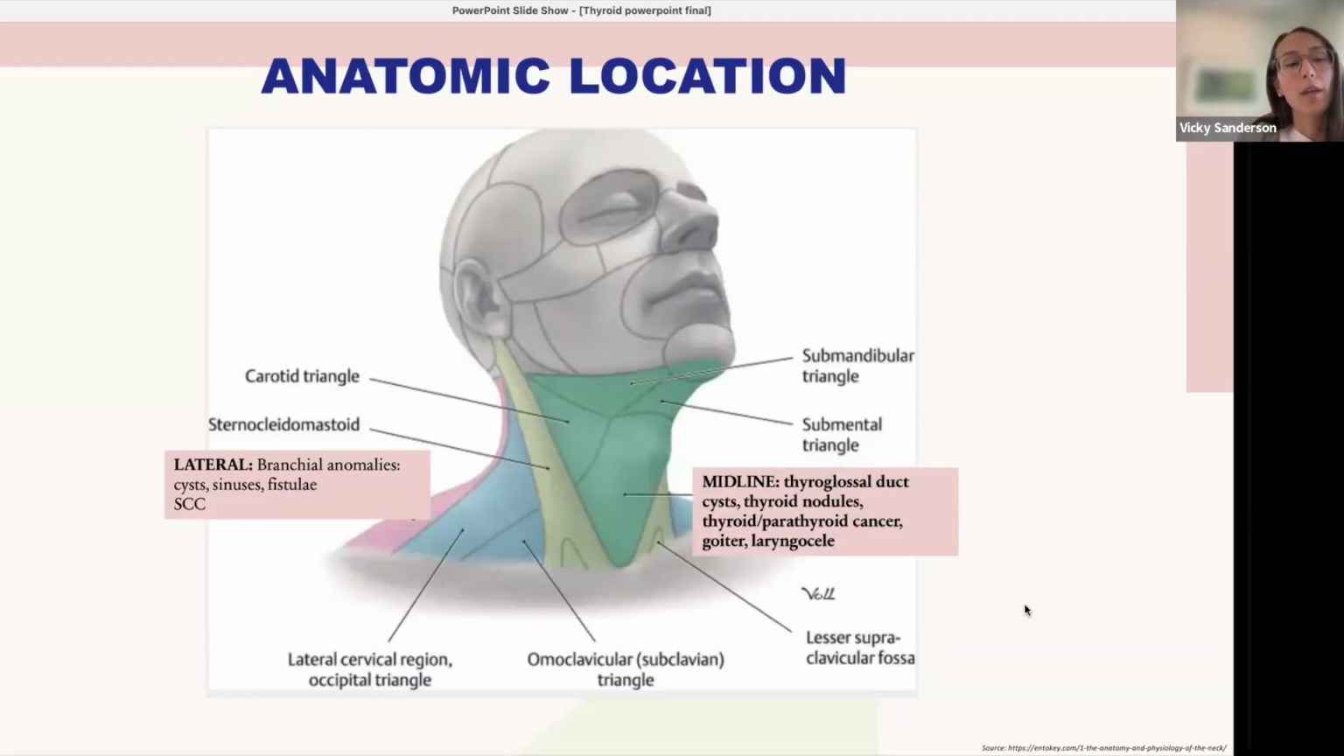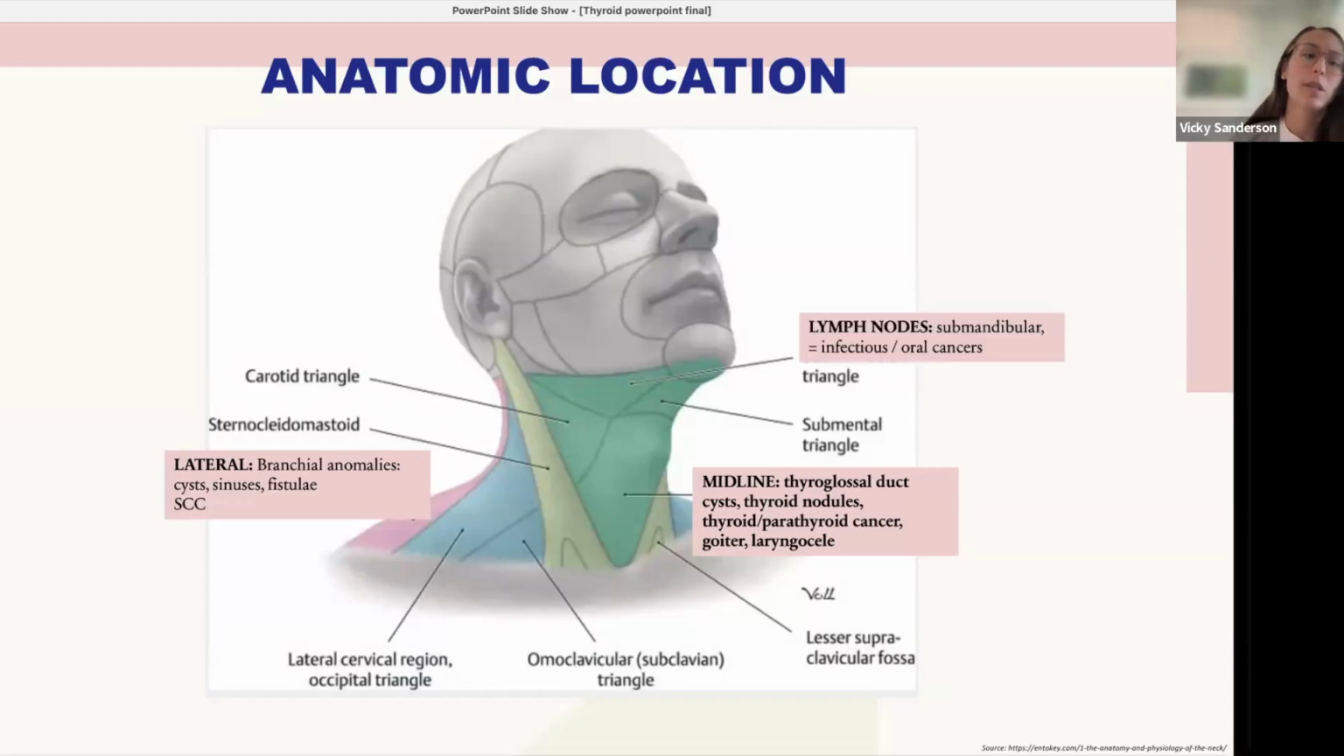And then we think, secondly, midline masses. So midline masses, we right away think of the thyroid gland, right? Patients can present with thyroglossal duct cysts. So again, that's a congenital anomaly that usually presents in childhood and it can progress into adulthood. They're usually red, hot, sometimes painful, right over the thyroid gland. Then, of course, we have our thyroid nodules, thyroid or parathyroid cancers, goiters and laryngoceles, which are fairly rare.